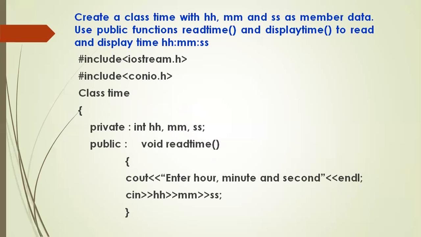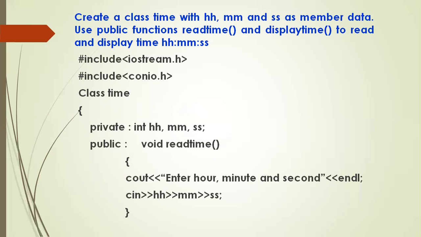Those 2 header files are #include iostream.h, #include conio.h. Then you start the class. Class Time. And the member data are HH, MM, SS. You declare under the access specifier private colon int HH, MM, SS. Now you define the 2 functions, read time and display time.